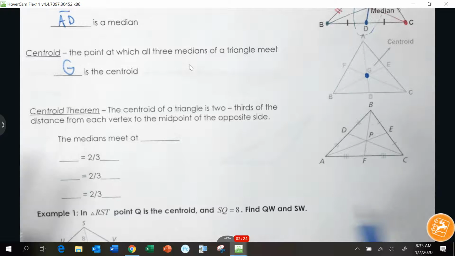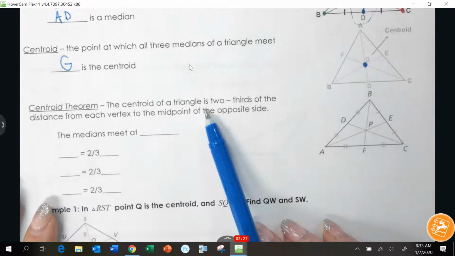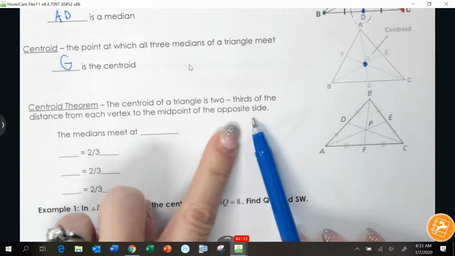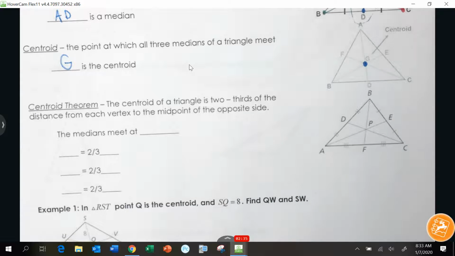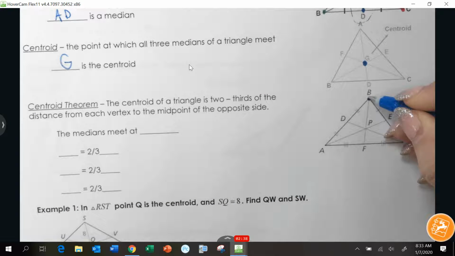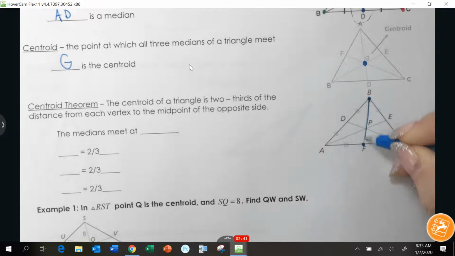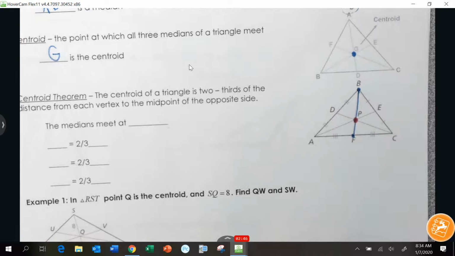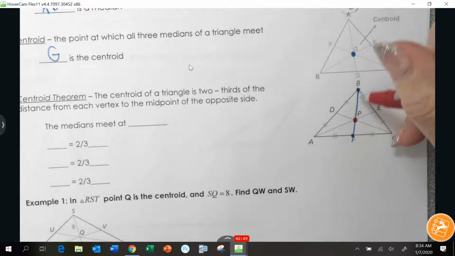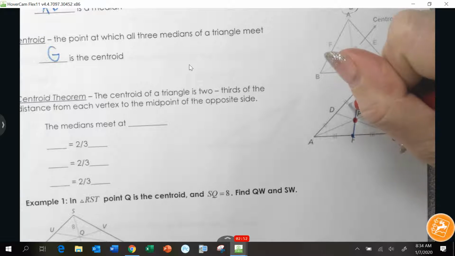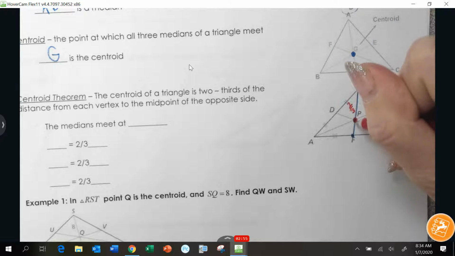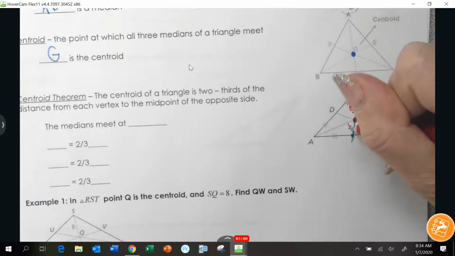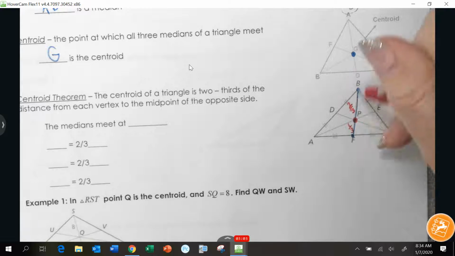The centroid theorem. This might be the hardest thing about this. The centroid of a triangle is 2/3 of the distance from each vertex to the midpoint of the opposite side. A little bit confusing. When we look at this picture here, if I've got B to F, this is a median. My centroid is at P. This is saying that to the vertex, it would be 2/3, and then that means that from P to F, the other side would be 1/3 of the original median itself.